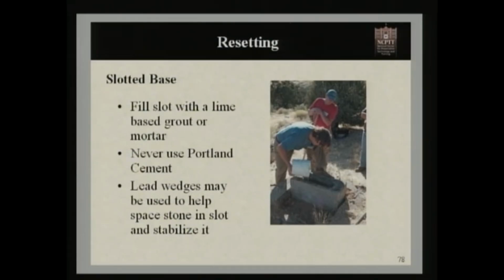And also lead wedges can be used to help stabilize the stone, and this may be put under the stone. Maybe you have a headstone that has broken off at an angle or has a piece missing from it. You might want to put some lead under it to help get it level in that slot. And also lead wedges can be put around the stone to help stabilize it. Lead wedges are available from most monument catalogs and monument supply companies.